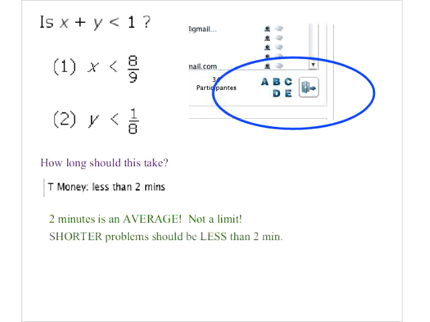So shorter problems should be less than 2 minutes. Longer problems should be more. Or longer problems at least deserve more time. This doesn't mean you have to take up that much time, but when you see a problem like this, there are no words, there's nothing to decode. The entire problem is basically right there in front of your face. So when you see a problem that's like this, your first thought should be, okay, this is not going to take me the average amount of time. It's going to take me less.